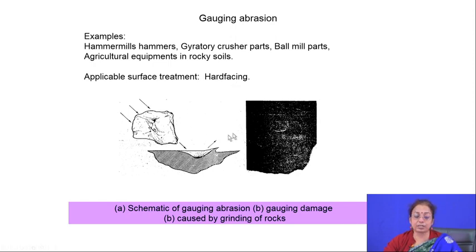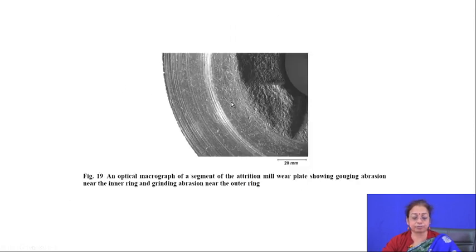If you see the surface after gouging abrasion wear, you will find a lot of highly deformed zones. Along with that, there are very small scratches on the surface. In addition, there is also a lot of groove formation on the surface. So, you can get rid of this kind of wear by typical hard facing operation.